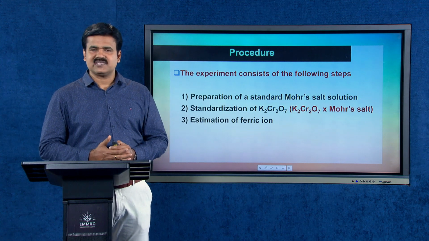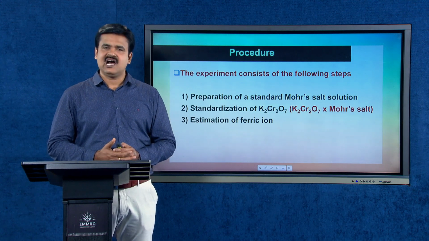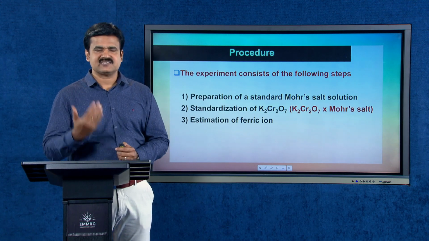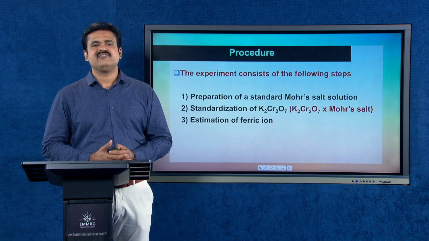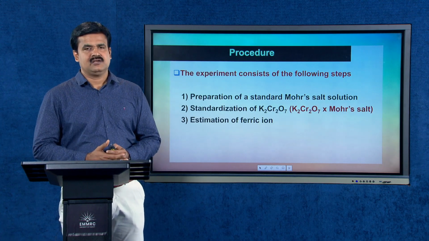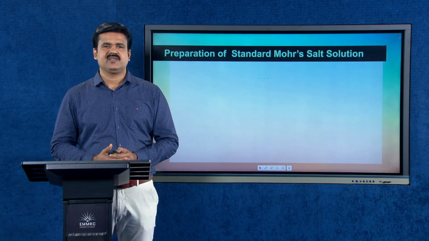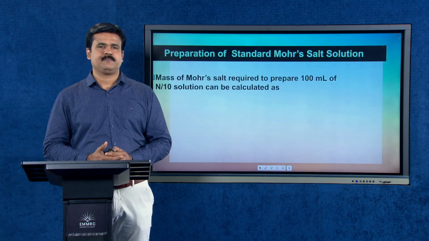This part comprises the reduction of the given ferric ion solution to ferrous ion solution, and the titration of that ferrous ion solution with the standardized potassium dichromate. So, we are now entering into the details of each and every step in a detailed procedure. First of all, the preparation of standard Mohr's salt solution.